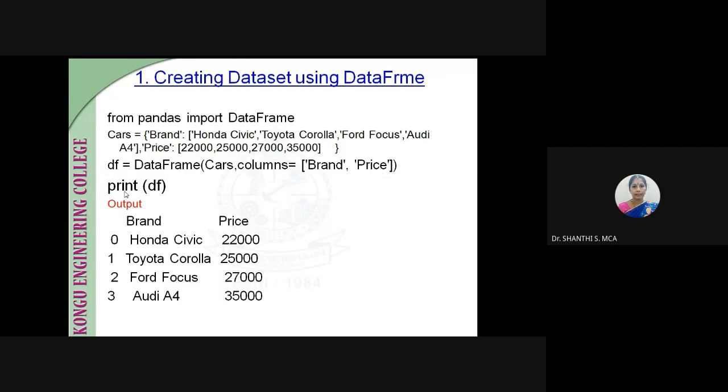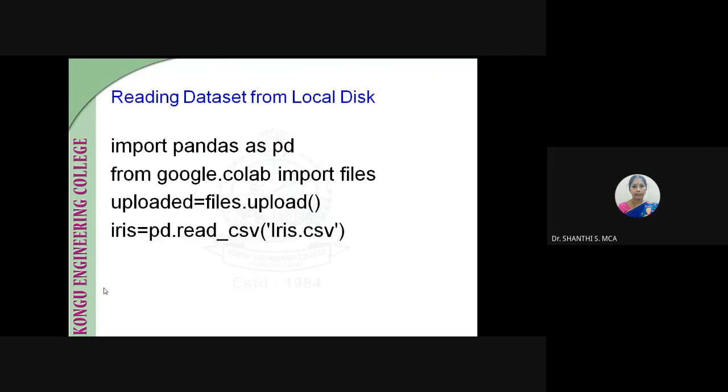Next, I am printing the data frame. So this will print the brands: Honda, Toyota, Ford, Audi. Then the price of each brand is this one. So this will convert this dictionary into a data frame. This index is automatically appended by the data frame. This is the row index. So totally we are having 4 rows. Starting index is 0, ending index is 3.